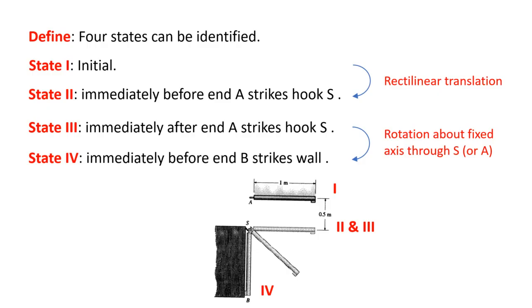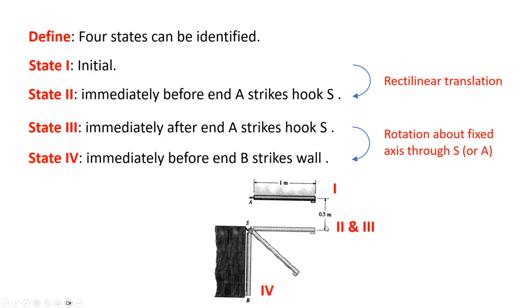So first we define that four states can be identified. The first one is the initial state, when it was at the 0.5 height, and it's going to be dropped down in a linear position. State 2 is immediately just before the end A strikes the hook S. Here what was rectilinear translation is then going to become rotation. State number 3 is immediately after the end A strikes the hook, and then it is going to move to state number 4, which is immediately before the end B strikes the wall. And this will be rotation about the fixed axis through S, or the A point. So these are the four states.